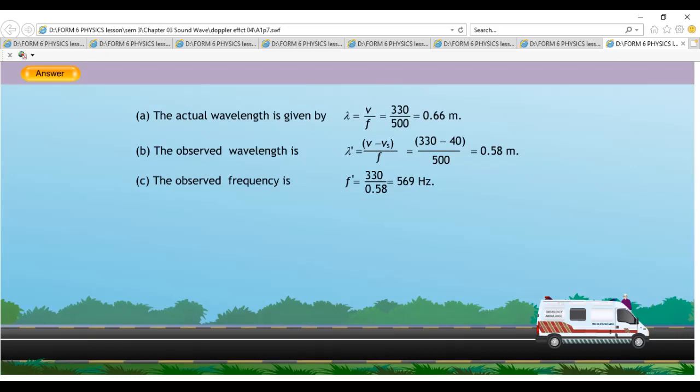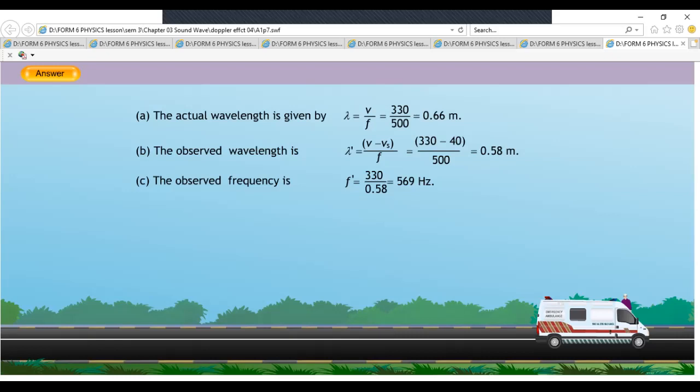The observed wavelength lambda prime will be equal to V minus Vs over F, where the ambulance moves at 40 ms-1, in the same direction as the sound. So when in the same direction as the sound, the speed of the sound must be minus the speed of the source. Vs is the speed of the source, that means the speed of the ambulance. So 330 minus 40, but the frequency of the sound is still 500. We get that the wavelength will reduce to 0.58 meter.